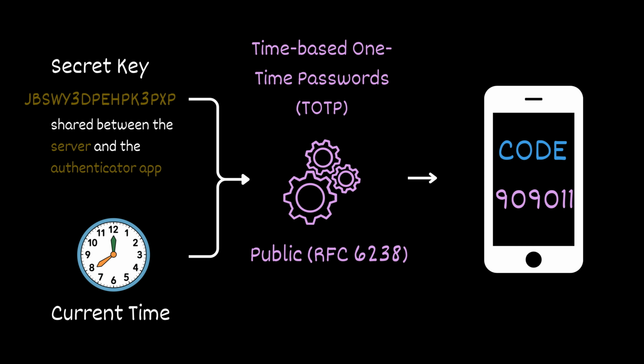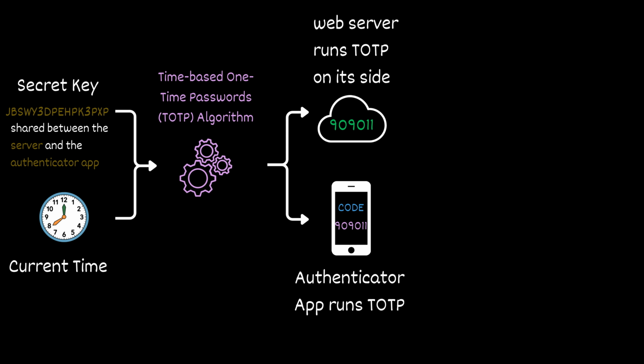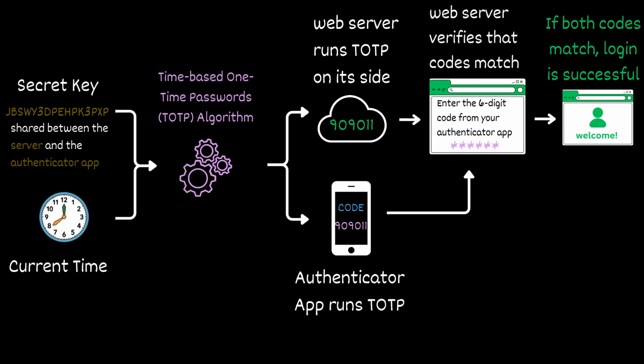TOTP is a public standard, officially defined in RFC 6238. Every Authenticator app, for example, Google Authenticator, Microsoft Authenticator, and so on, follows this exact same algorithm. And so do the servers that support TOTP. So, if the server and your Authenticator app both run the same public TOTP algorithm, using the same secret key and the same current time, they'll both generate the exact same 6-digit code. And that's how you get authenticated. When you enter your 6-digit code during login, the server runs the algorithm on its side and compares the result.